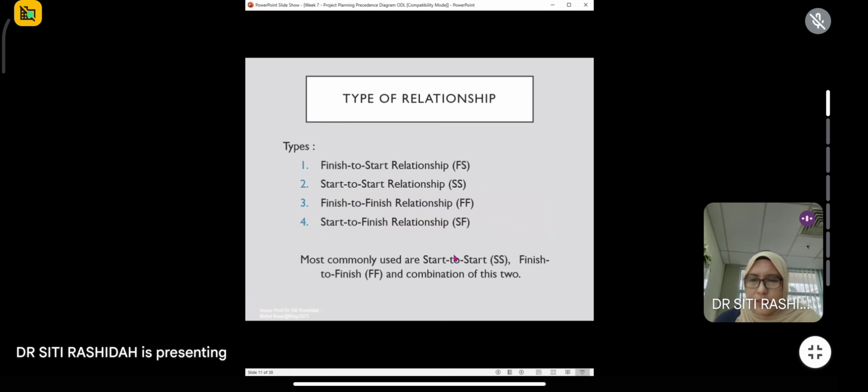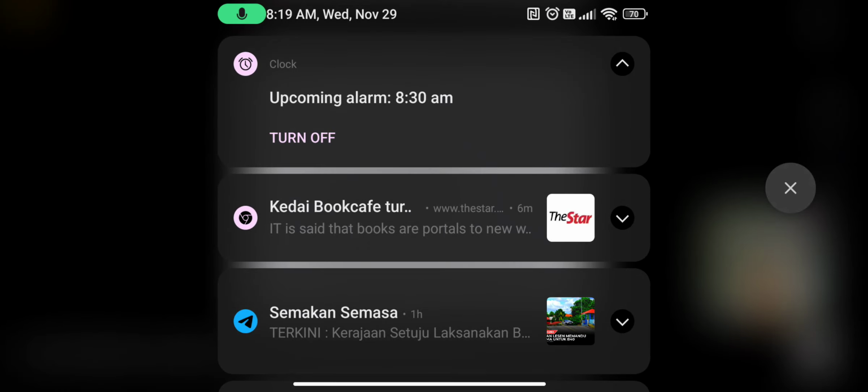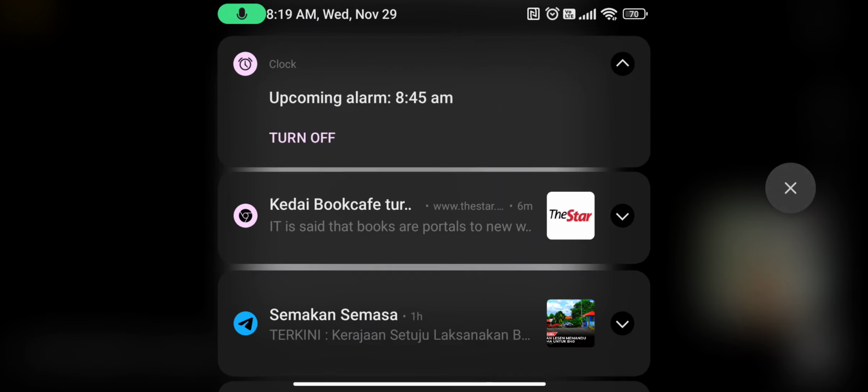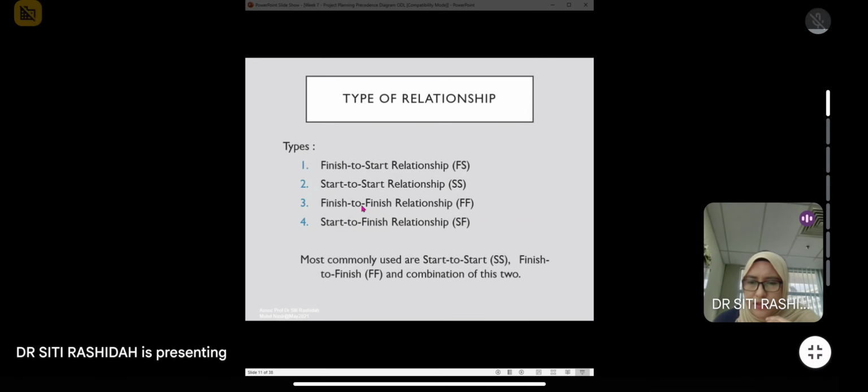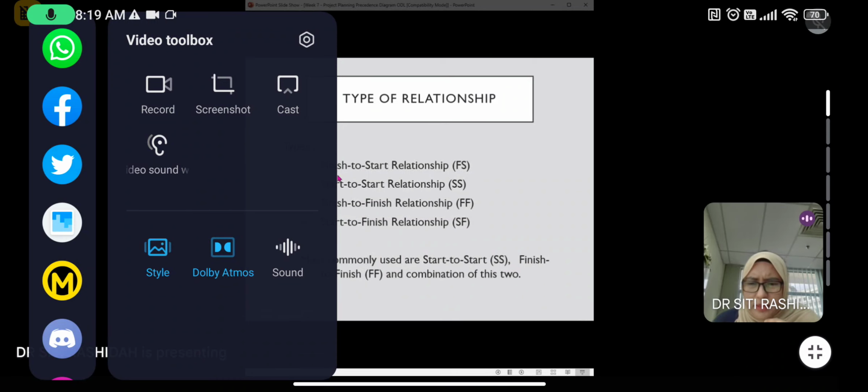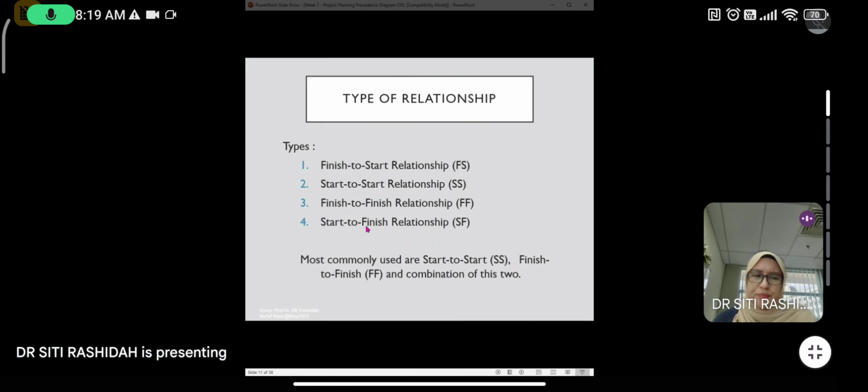Okay, in precedence diagram, there is 4 type of relationship, which we call it as a finish to start, start to start, finish to finish, and start to finish relationship. Okay, ada 4. Tapi yang selalu digunakan adalah start dengan finish. Okay, sometimes it's a combination of these two, ataupun sometimes it's a combination of any two. Okay, so I want to show you what is the meaning of each of these 4 relationship. So now let's look at the first one, finish to start.